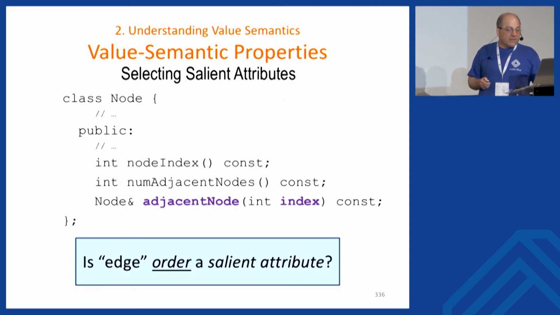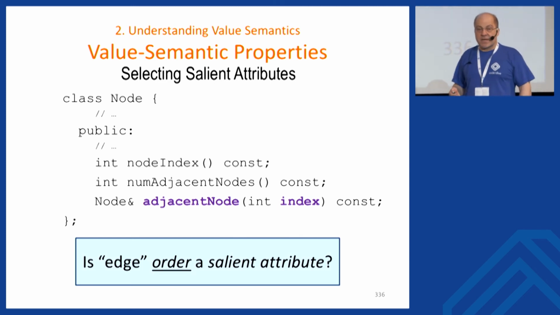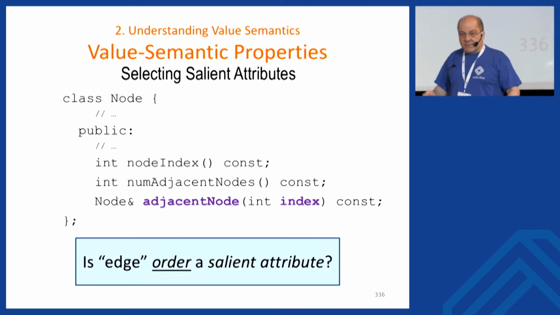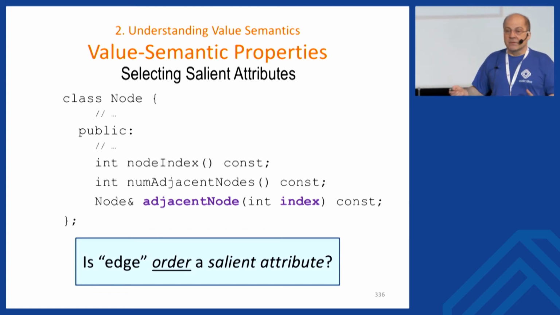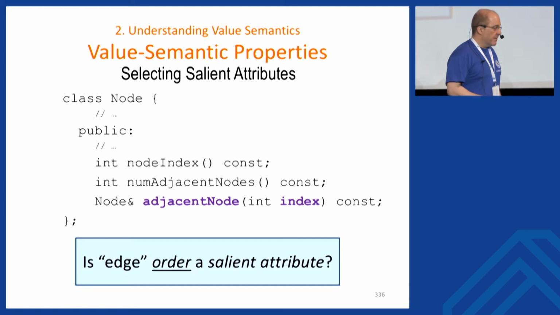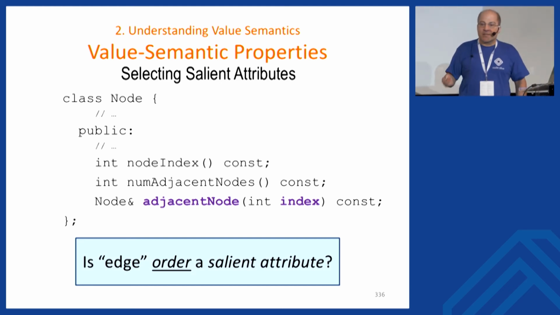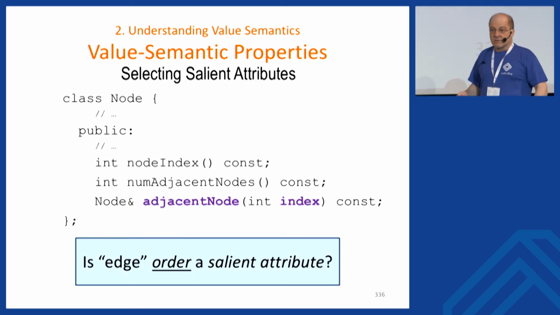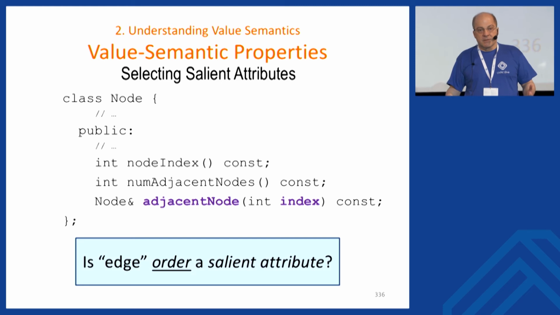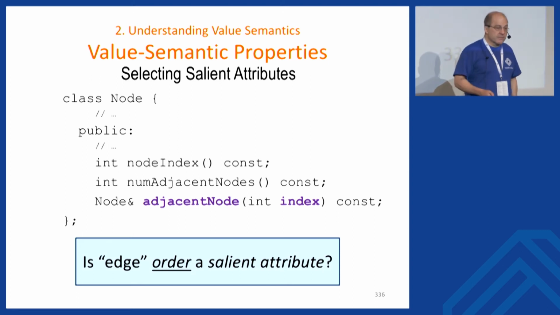So here we go, adjacent nodes. Is edge order important? In other words, if I iterate over the edges for a node, do they have to come out in the same order in order for the two graphs to represent the same value? If you think about one way of representing edges, it could be an adjacency matrix. And in an adjacency matrix, there is no order. It's just a matrix. So you have to decide, is the order of the edges salient or not? What do you think? Should it be or not?